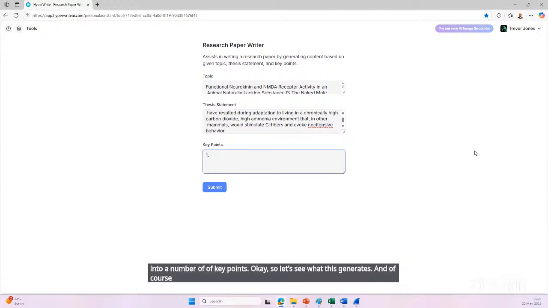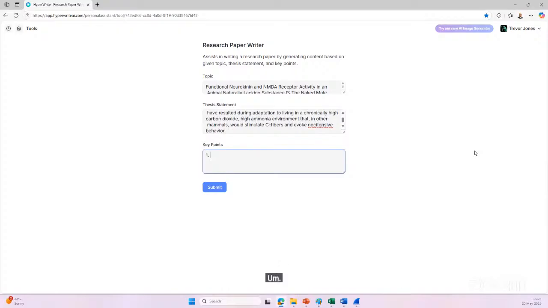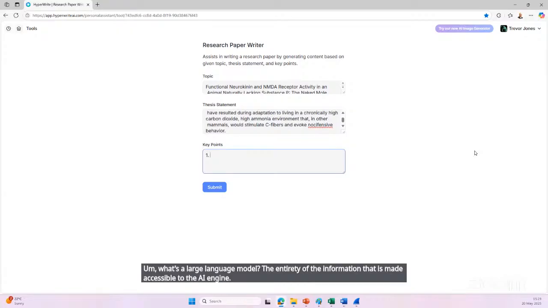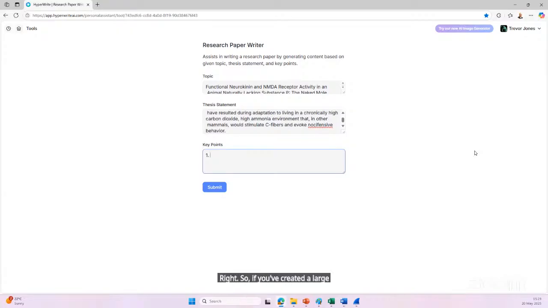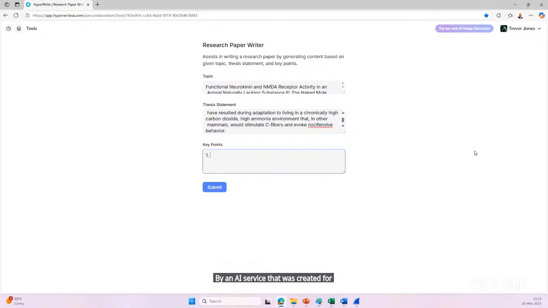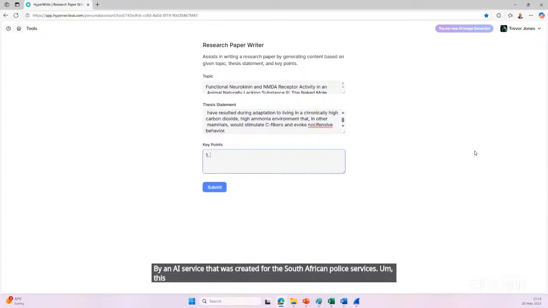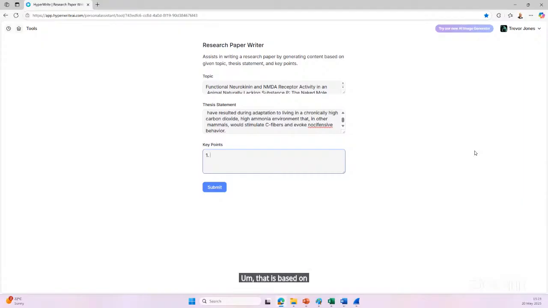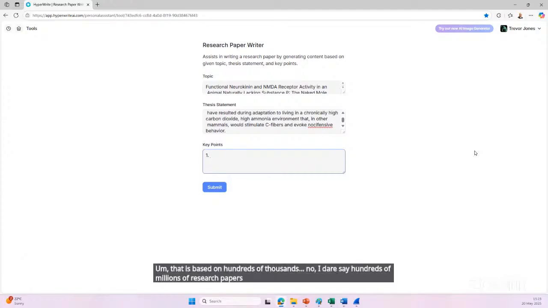And of course, this is using a number of large language models in the background. What's a large language model? The entirety of the information that is made accessible to the AI engine, right? So if you've created a large language model that's private in nature and is going to be consumed by an AI service that was created for the South African Police Services, this AI model would then be private to the South African Police Services. This is an AI model or a large language model that is based on hundreds of thousands, no, I dare say hundreds of millions of research papers that have gone before.